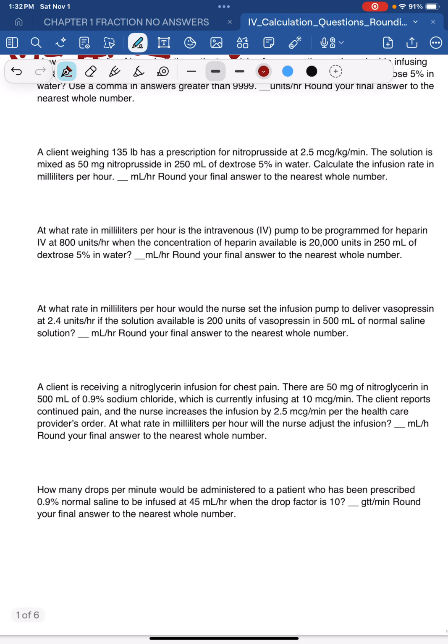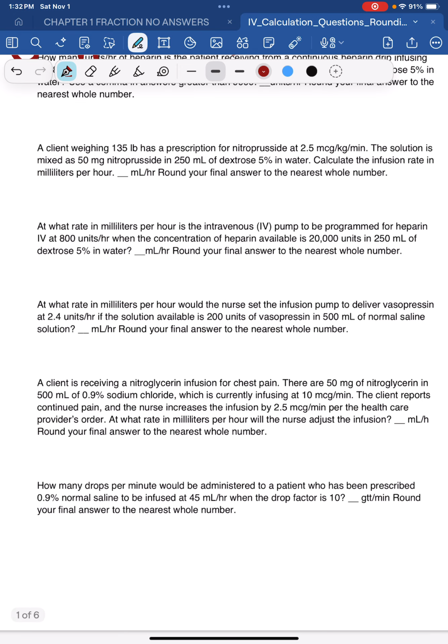Next one, what are we looking for? They say at what rate in milliliter per hour? Don't forget, for someone that is on an IV heparin at 800 unit per hour. You see that? Keep reading. And the concentration is available at 20,000 units in 250. Do you see any time there?